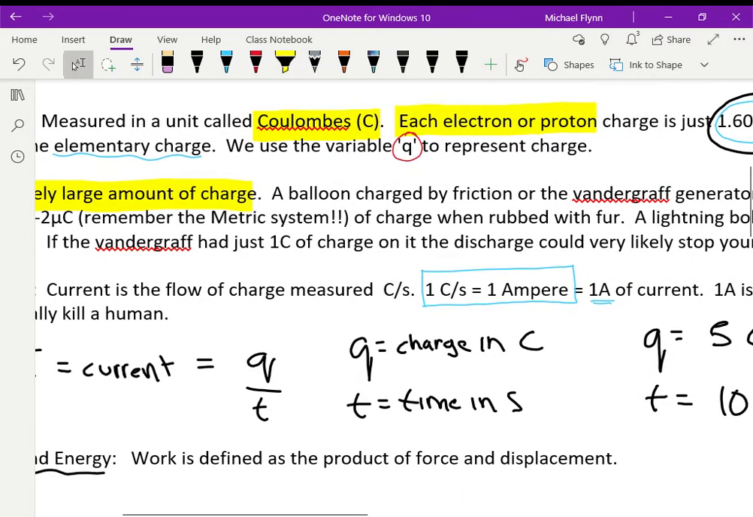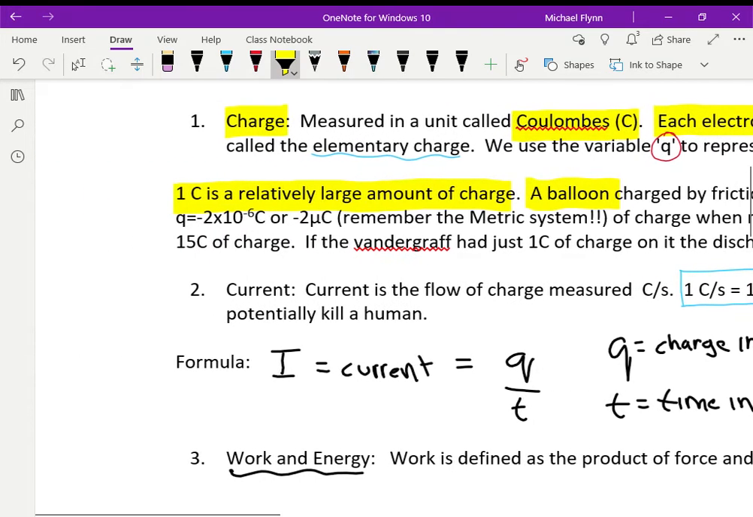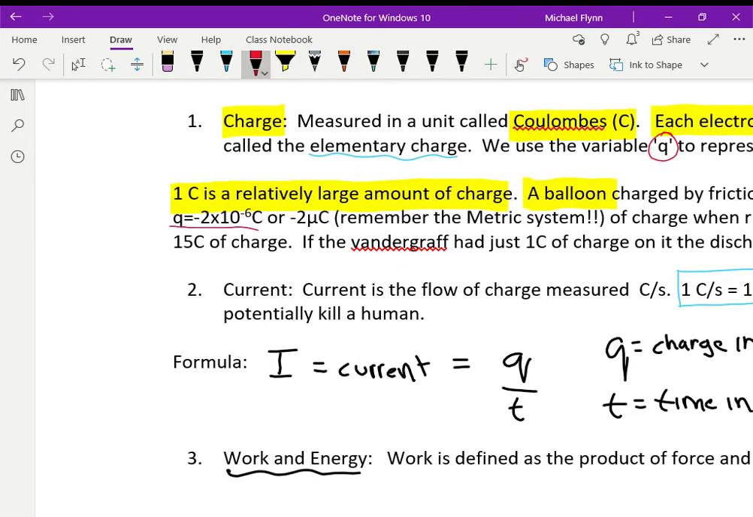The Van de Graaff machine, or a balloon charged by friction, might carry only this much charge: 1/millionth or 2 millionths of a coulomb. So this 2 times 10 to the -6 coulombs, that's just a millionth. So take a 1 coulomb charge and divide it by 1,000,000. And that's how much 1/millionth of a coulomb might be, or 2 millionths in this case, on the balloon or the Van de Graaff machine. And that's enough to make Isabella's hair stand up. It's not enough to hurt her in any way though.